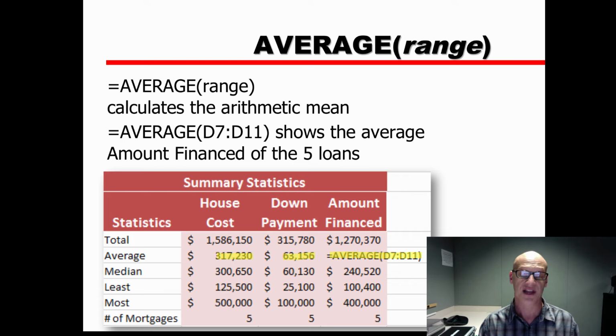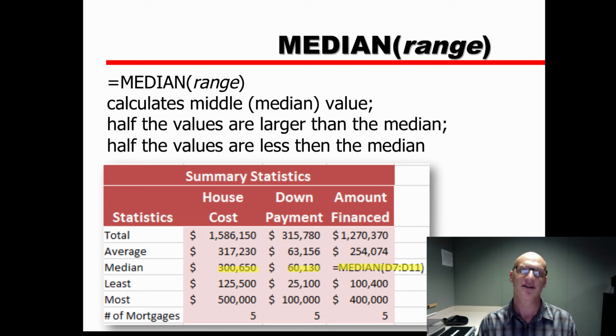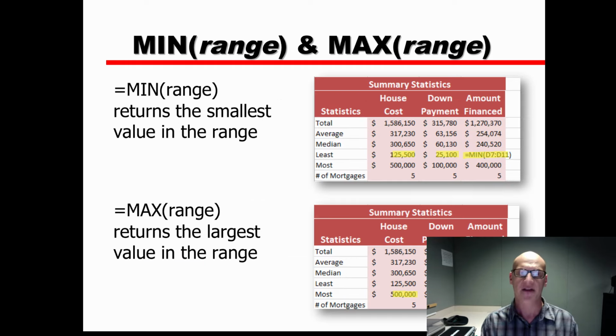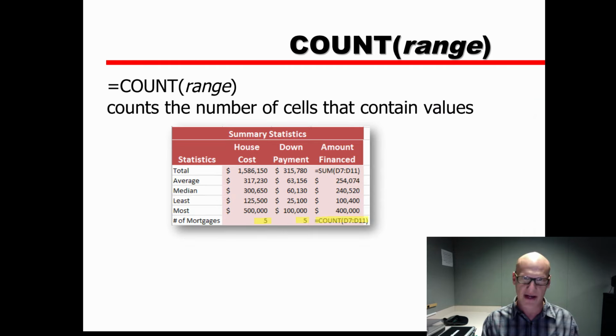We have some other functions like the average function that'll average numbers for us. We have the median, pick out the middle number out of the range. And then we have the min and the max. That'll give us the smallest number in the range or the largest number in the range.